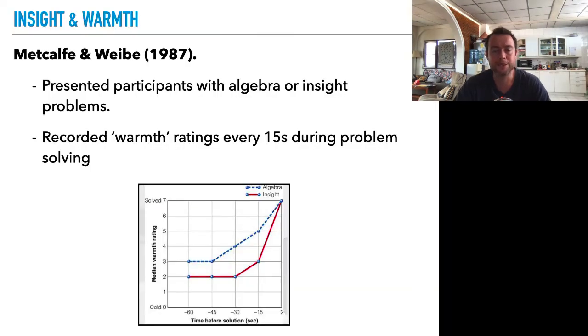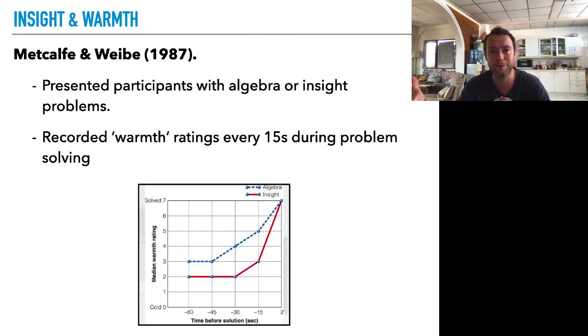So there is some research that looks at people's perceived progress towards solutions depending on whether they're solving algebraic problems, such as the water jar problems, or whether they're doing problems that require and involve insight, the ones where we keep saying we only have this sudden realization. Some research by Metcalfe and Weber would give participants either problems that involved algebra or insight, and they would record participants' self-ratings of warmth.